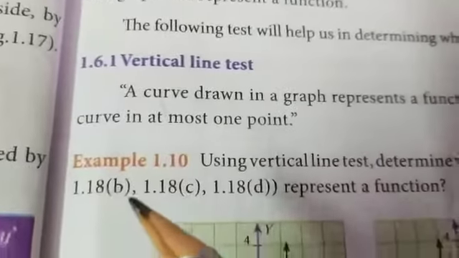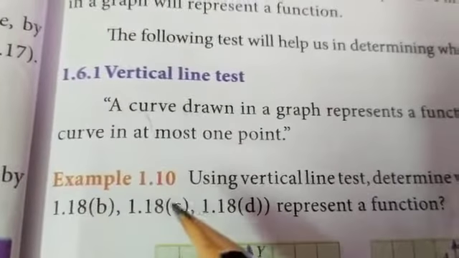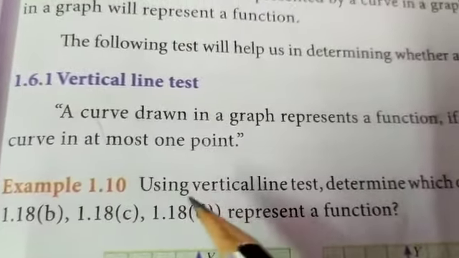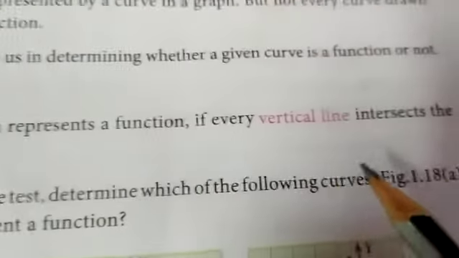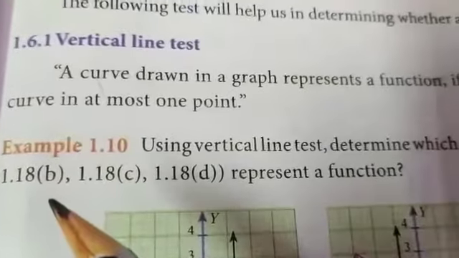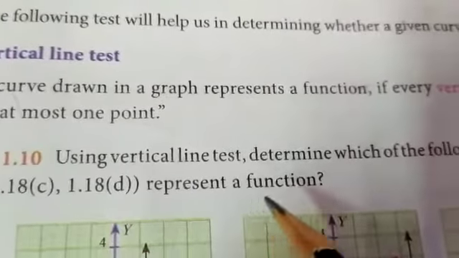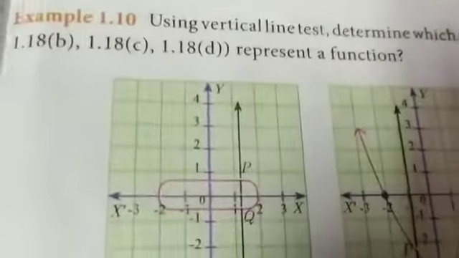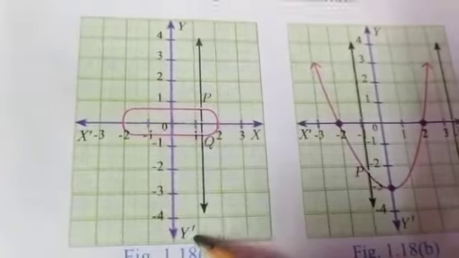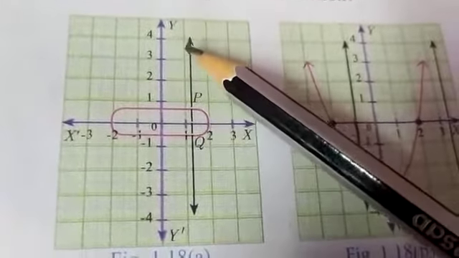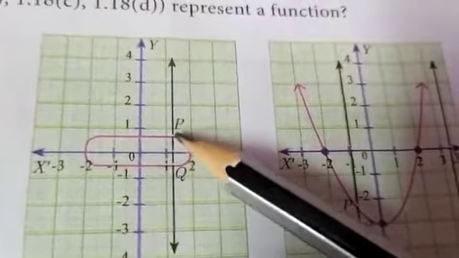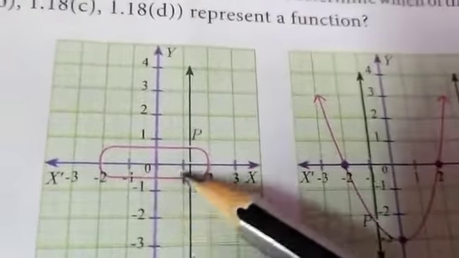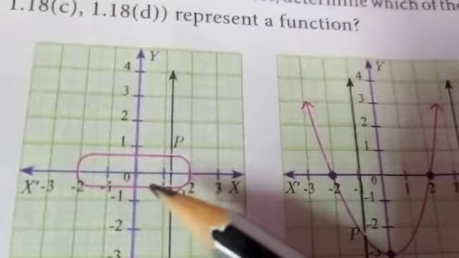So now let me go to an illustration, that is example number 1.10. So using vertical line test, determine which of the following curves A, B, C and D represent a function. So you can see the graph 1. This line touches the curve at 2 points. You can see these two are the points. So this is not representing a function, this curve.